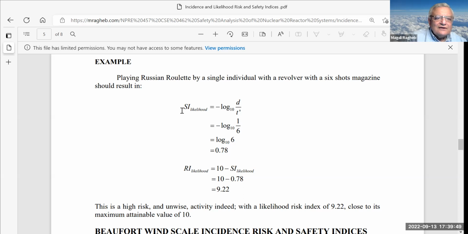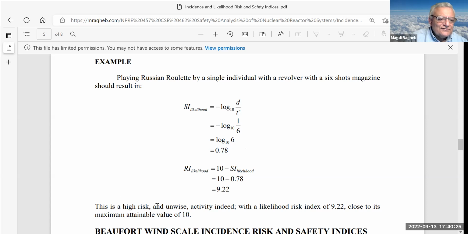So the level of safety in that case in the 6-shot magazine is 1 out of 6. So the safety, or in that case likelihood, is 0.78. We cannot go and consider the total number of deaths by Russian roulette in a large population, because it's only a limited population that is using it. So the activity itself would have a safety index of 0.78, rather low, and the risk index is rather high here, 9.22, a probability of death of 1/6.